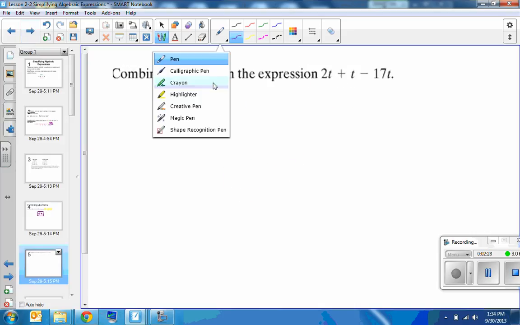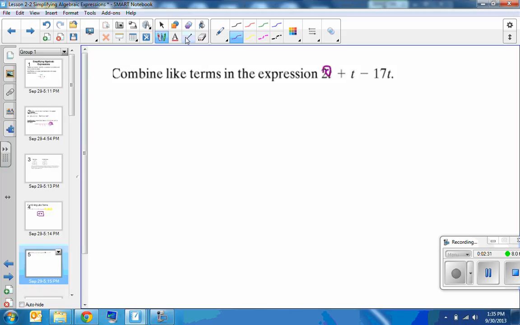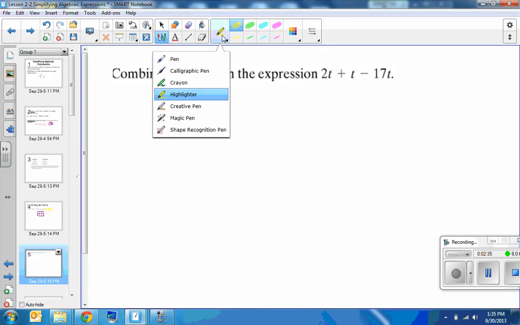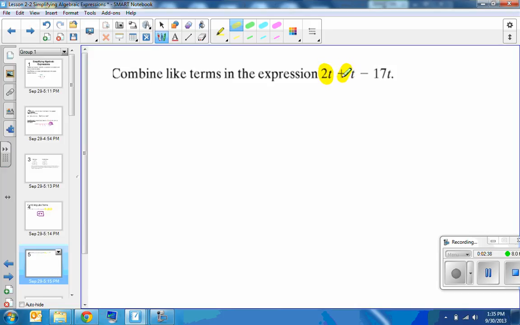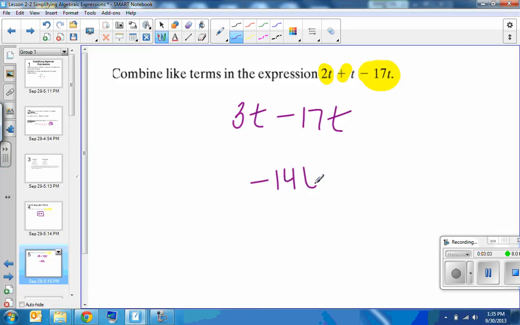Here we have, again, 3 terms: 2t, a positive t, and a negative 17t. Notice I am looking at the sign in front of the term. So 2t plus 1t is 3t, and then we're going to combine that with the negative 17t. So 3 minus 17 gives a negative 14t. You can use your calculator or your variable rules. When we have 3 minus 17, because we're combining, keep, flip, change, and we got a negative 14.